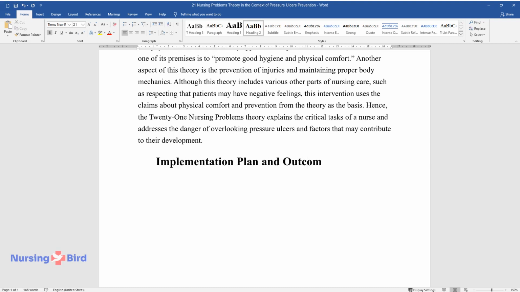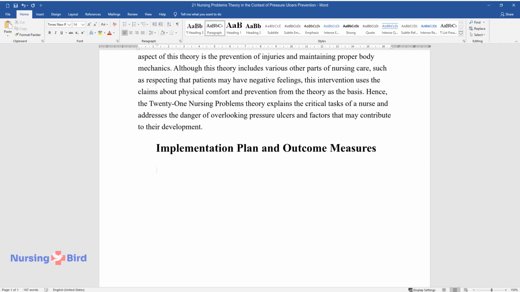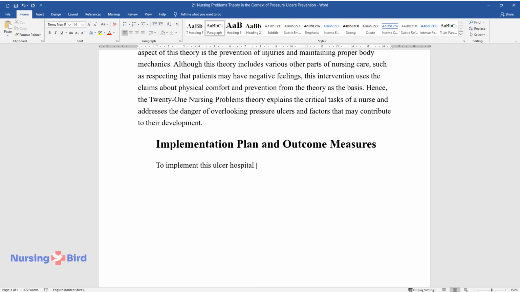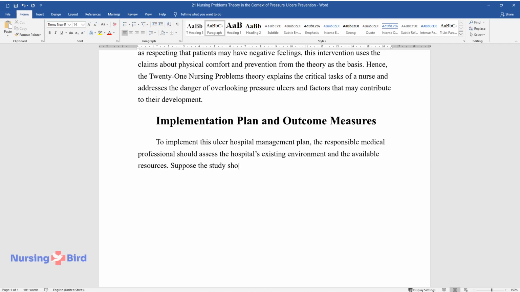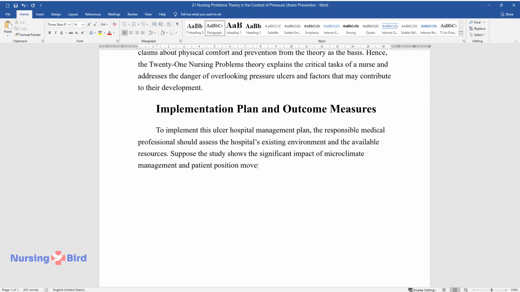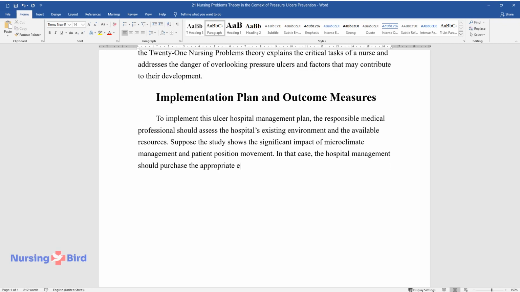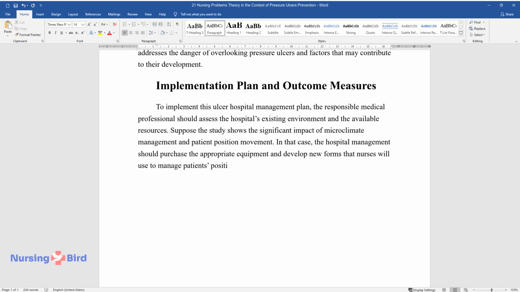Implementation Plan and Outcome Measures. To implement this ulcer hospital management plan, the responsible medical professional should assess the hospital's existing environment and the available resources. Suppose the study shows the significant impact of microclimate management and patient position movement. In that case, the hospital management should purchase the appropriate equipment and develop new forms that nurses will use to manage patients' positions and risks for developing pressure ulcers.